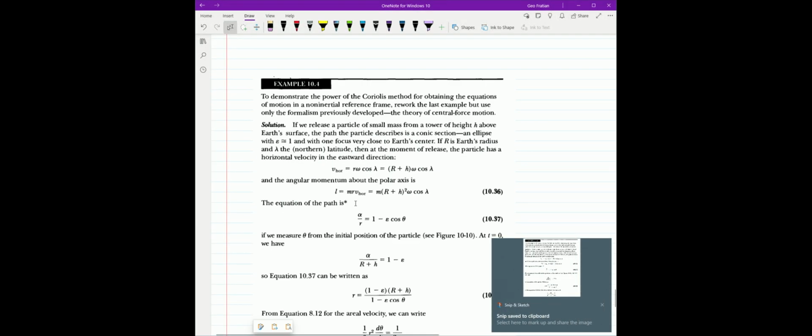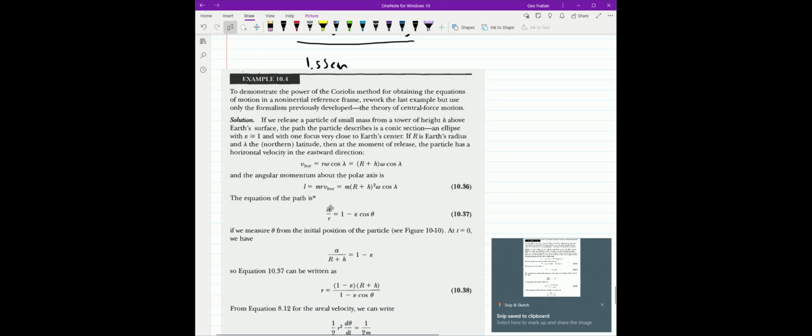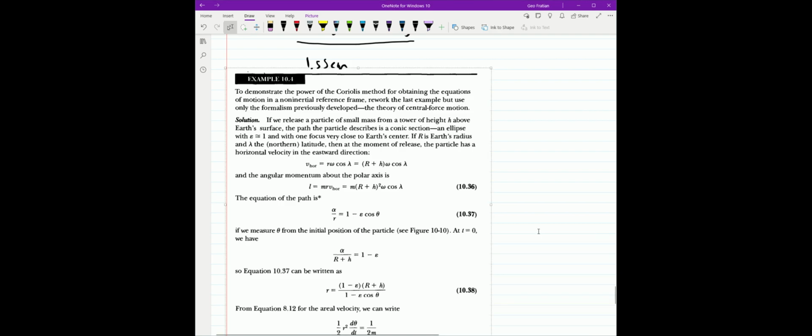Okay, so to demonstrate the power of the Coriolis method for obtaining the equations of motion in a non-inertial reference frame, let's look at the last example but use just basically central motion. So we're going to ignore the Coriolis force. Let's release a particle of small mass m from a tower of height h above the Earth's surface, and the path of the particle is described as a conic section, an ellipse with epsilon about 1, and one focus very close to Earth's center.